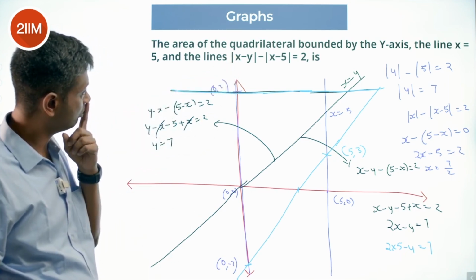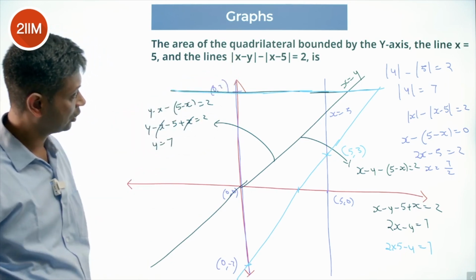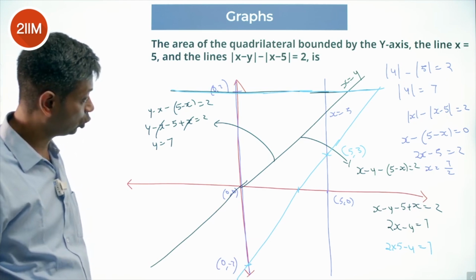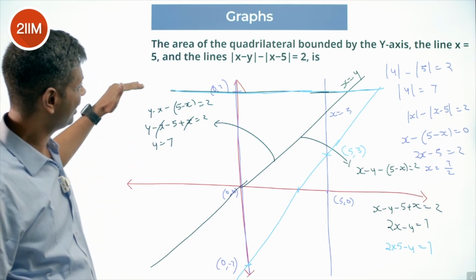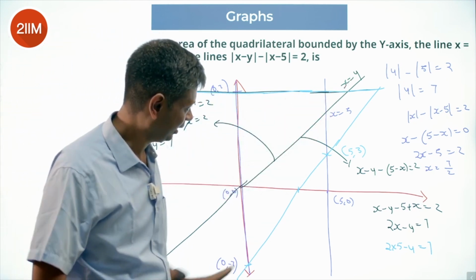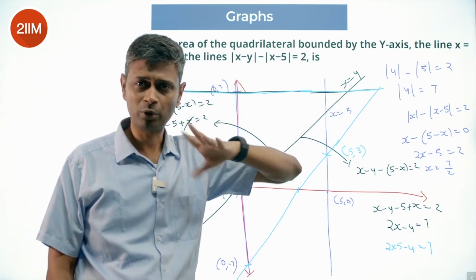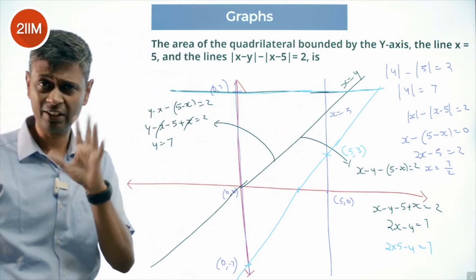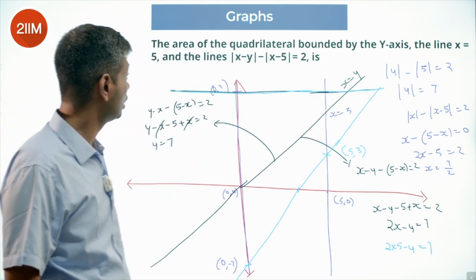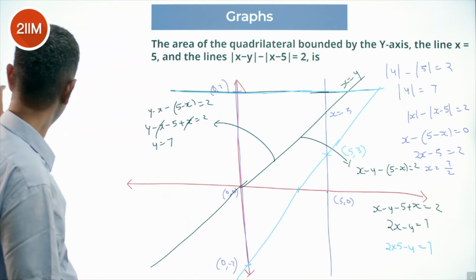Modulus of x minus y minus modulus of x minus 5 equal to 2 is a graph like this and like this. Improperly viewed, it is two different lines cutting at some point. All of these points will satisfy this. Now we want to find the area of the quadrilateral bounded inside this.